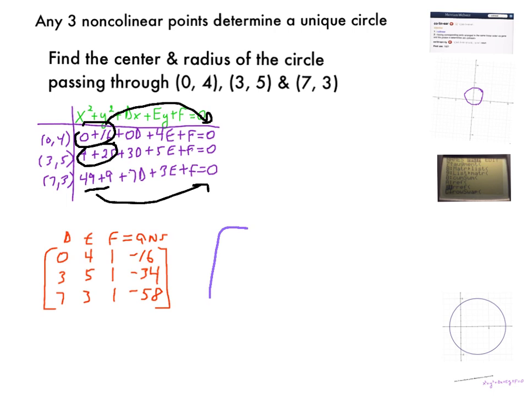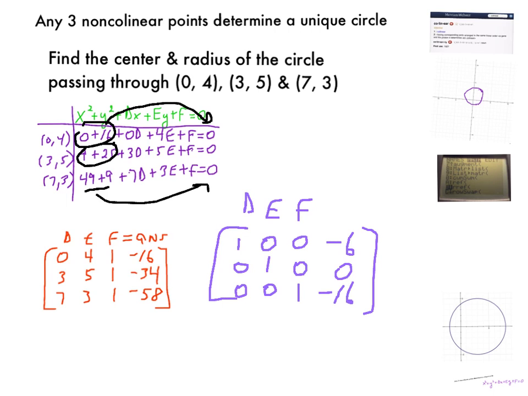We have 1, 0, 0, negative 6, 0, 1, 0, 0, and then 0, 0, 1, negative 16. Now recall what we're looking at here. This is your D column, this is your E column, this is your F column, and this equals the answer column. So we have 1D plus 0E plus 0F equals negative 6. 0 times anything goes away, you're left with D equals negative 6. Follow the same pattern, you're going to get E equals 0, and you're going to get F equals negative 16.